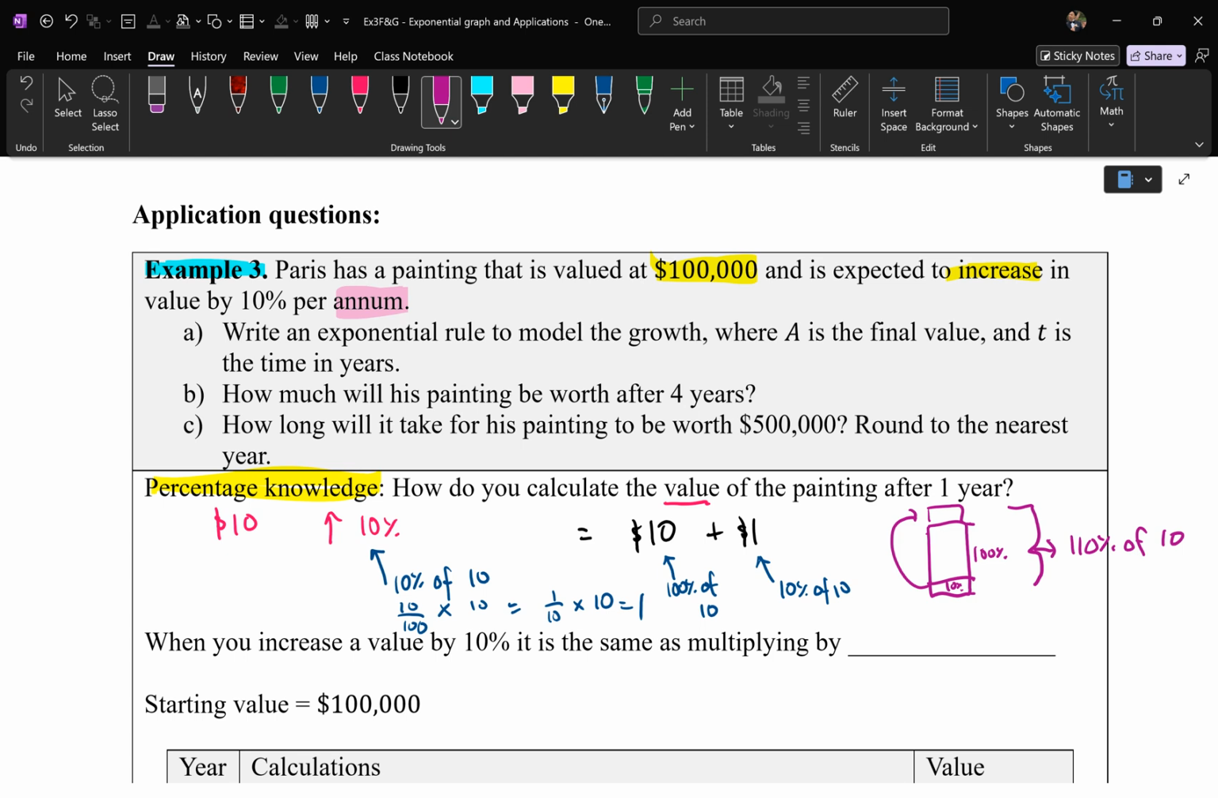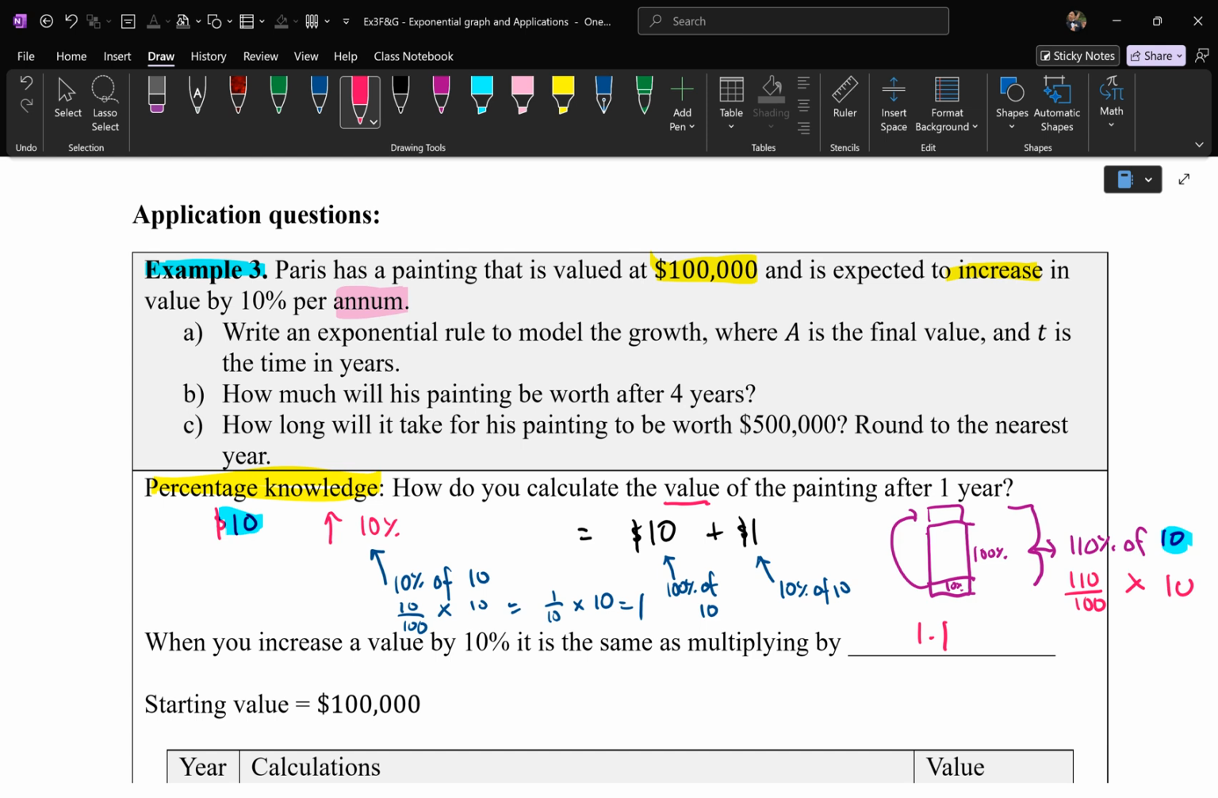Okay, now this is key. See, the 10 was what I started off with. So I'm going to highlight it. Of means times. 110% means 110 over 100. But if I simplify that fraction, what does it become? 11 on 10, which if you divide it as a decimal, 1.1.